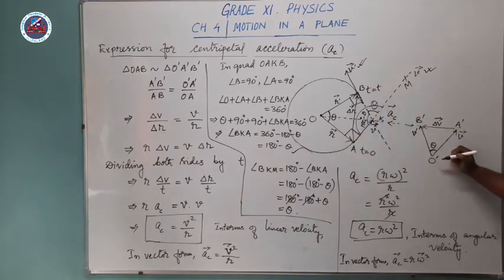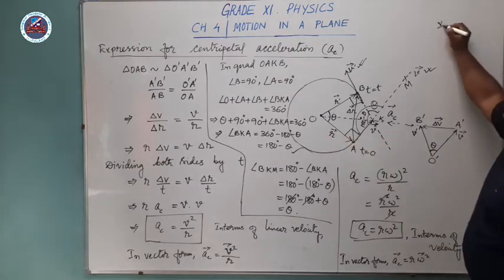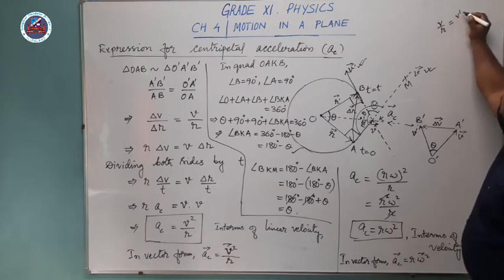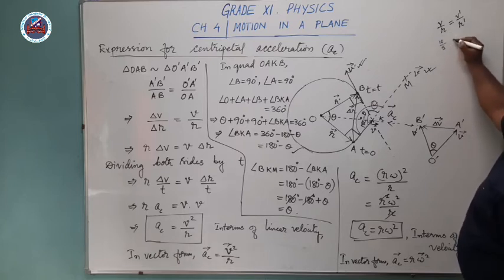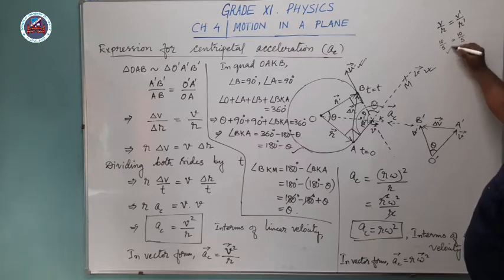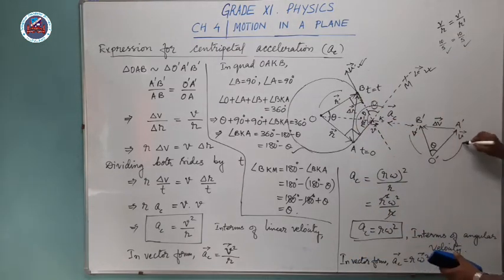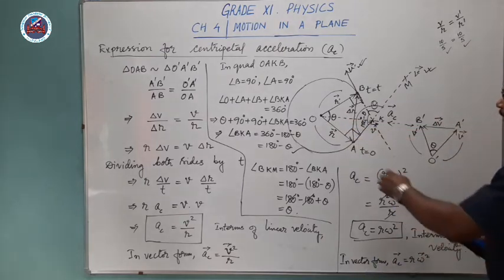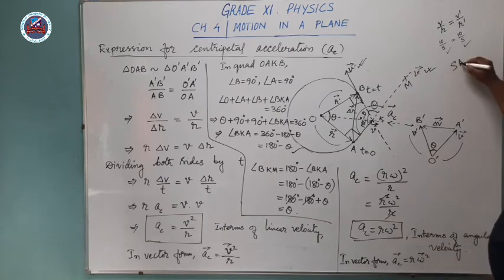And the other thing that you have to know is why these two triangles are similar. Because V by R is equal to V dash by R dash. If V value is 10 meter per second, R is 5, then here also V and V dash are equal, so it will be 10. And R and R dash are equal, so it will be 5. So the ratio of their sides are in proportion. These two sides, the ratio are in proportion. And the included angle, the theta, here also angle is theta. So by SAS similarity criteria, the two triangles are similar.